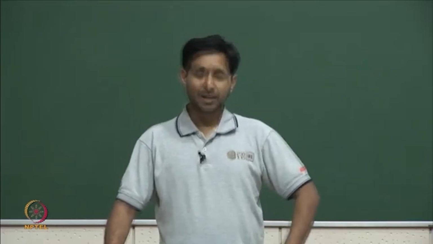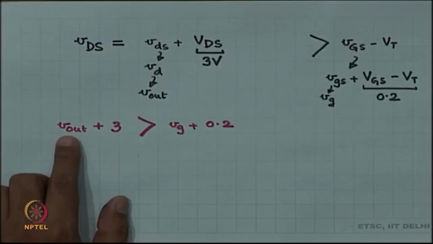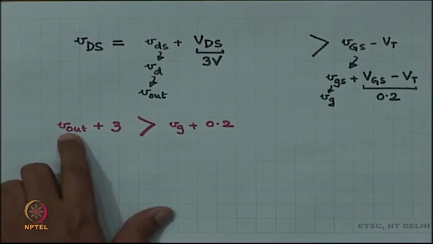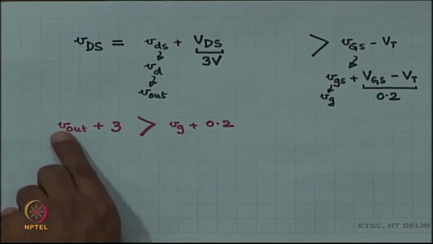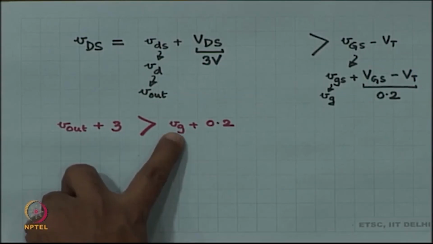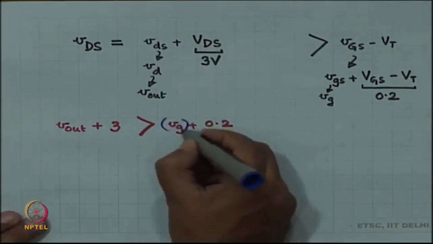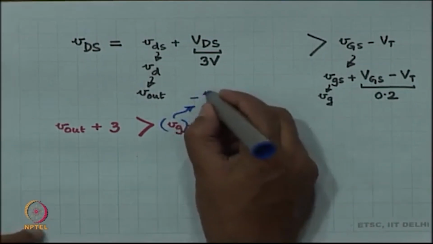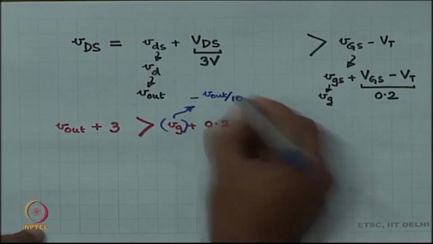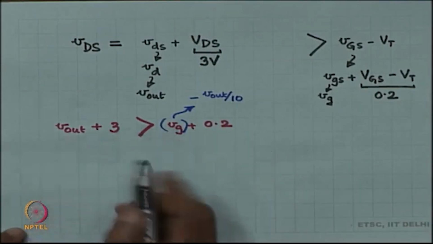In our particular case, the gain is only minus 10, in which case if V out changes by plus 10 millivolts, Vg will be minus 1 millivolt. If V out is minus 2.8 volts, then Vg is plus 0.28 volts, and so on and so forth. So, you can call this approximately minus V out by 10, in which case now you move the V outs together.